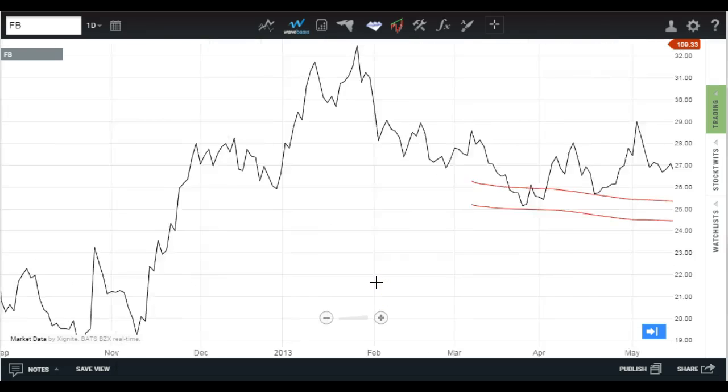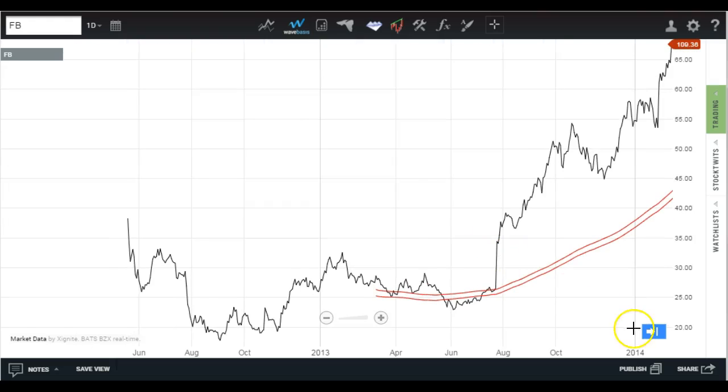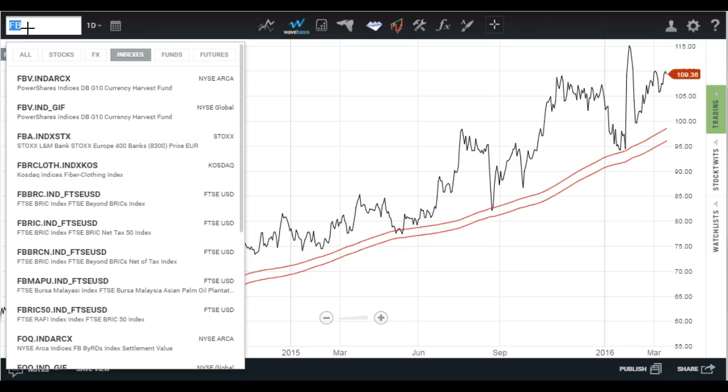Here's another example. Let's zoom in over here. It closed below the closing average, but not below the low average. So possibly a good value area to buy Facebook. If you had other reasons, I'm not saying just the averages, but to have other reasons, it kind of adds to your case.